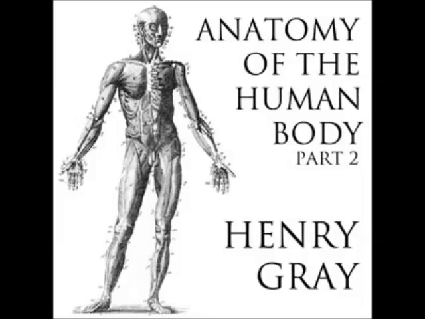Anatomy of the Human Body, Part 2, by Henry Gray. Muscles and fascia of the arm. The muscles of the arm are coracobrachialis, brachialis, biceps brachii, triceps brachii. Brachial fascia, fascia brachii, deep fascia of the arm.